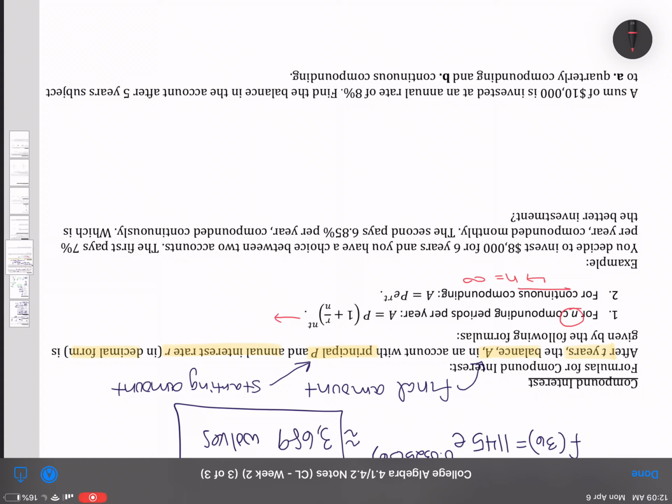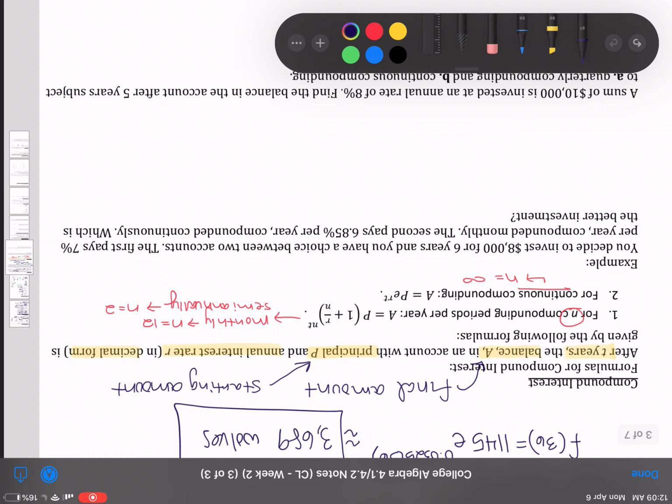So with that, if I say we're compounding monthly, that tells us that n equals 12. If we say semi-annually, that tells us n equals 2, because it's twice a year. So you're thinking as how many times will that occur in a year.